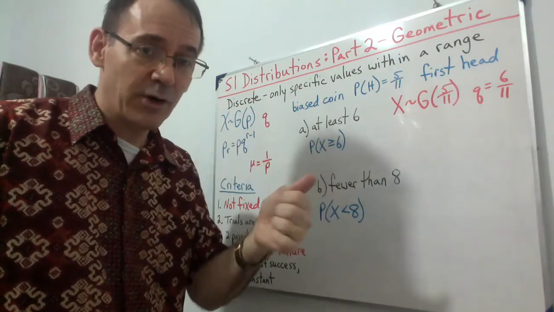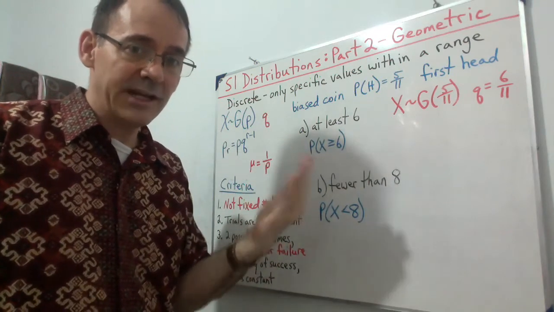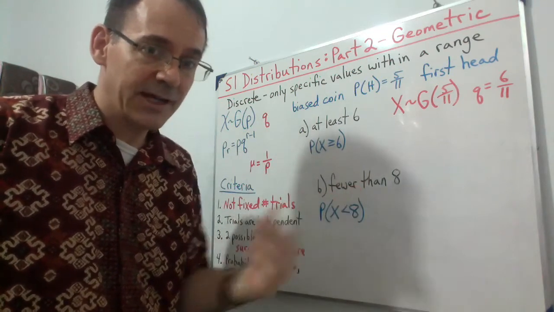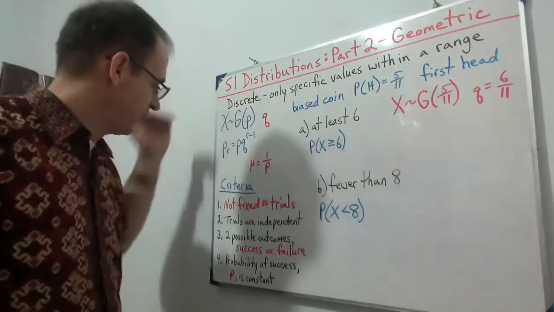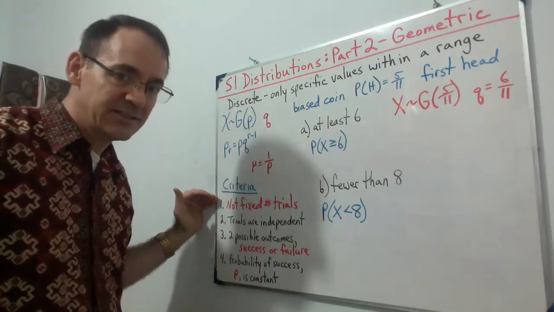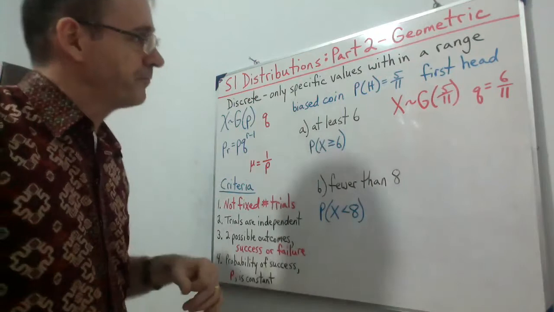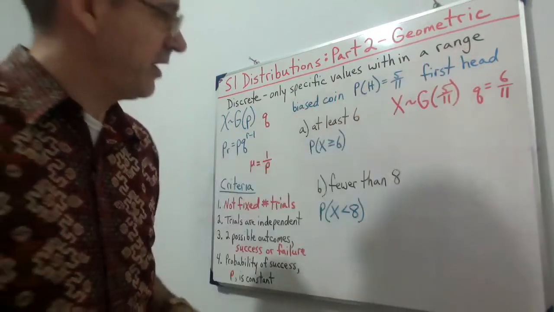You're flipping a coin. This is discrete data. You either get a head or you don't. You don't get half a head. And so it's discrete, and it's not a fixed number of coin tosses. You're going to continue to toss it until you get the head. So you're going until the first head shows up.